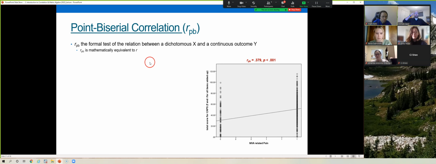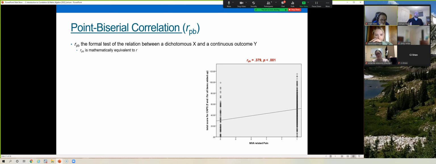The first equivalent correlation we're going to work through here is what we call the point-biserial correlation. The point-biserial correlation is the test for the association between a dichotomous X and a continuous outcome. If I have a dichotomous variable and a continuous variable, I can run a point-biserial correlation, and that's going to give me the association between my dichotomous categorical variable and my continuous outcome.